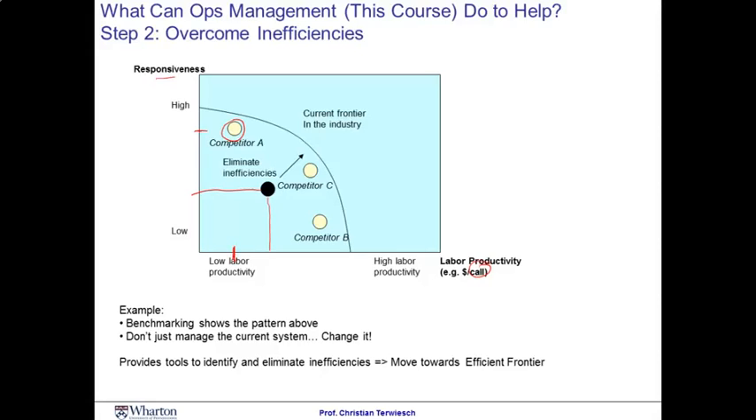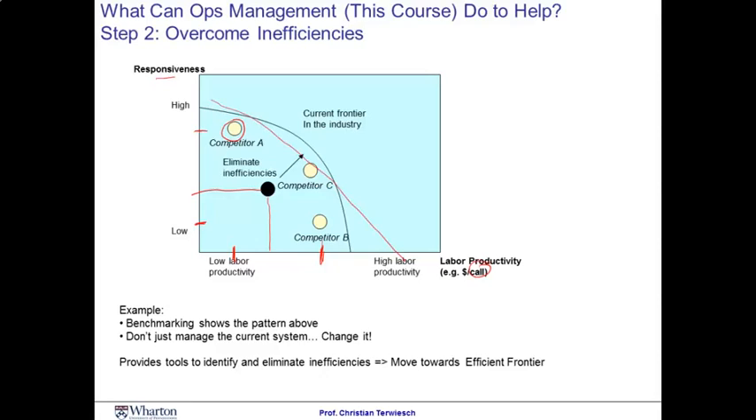Then you run into Company B. These guys have a much better productivity, but they do this at the cost of responsiveness. So they are cheaper than we are, but they are a lot slower. Both of these make good sense because they really reflect the trade-off that we just discussed on the previous slide.